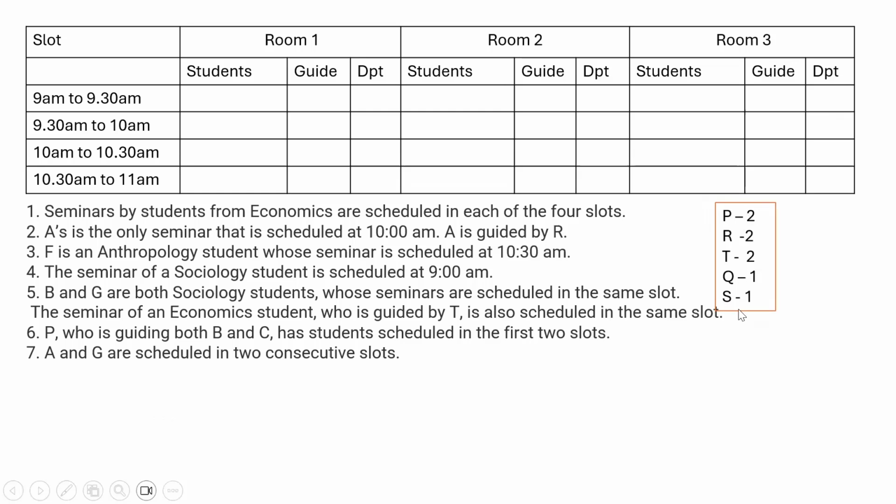So we know how students are divided guide wise, and we know how students are divided subject wise. So this is what we have captured, and slots, we know there are four slots, right? First, additional information: seminars by students from economics are scheduled in each of the four slots. So in every slot there will be at least one economics seminar. You will just note this, right? In first, second, third, fourth, an economics seminar must be there as per the first information.